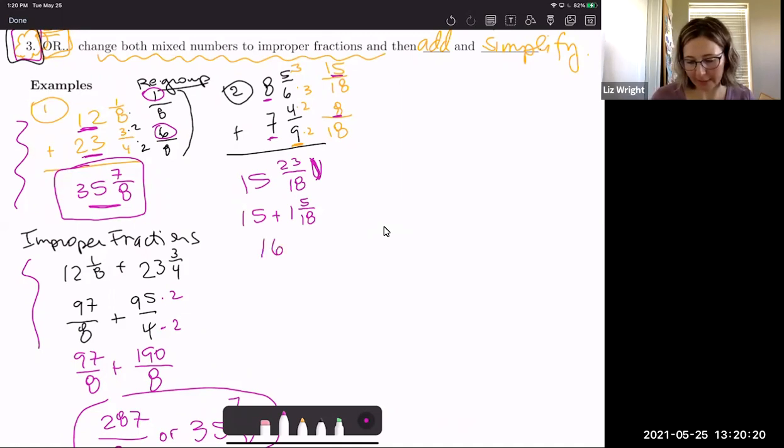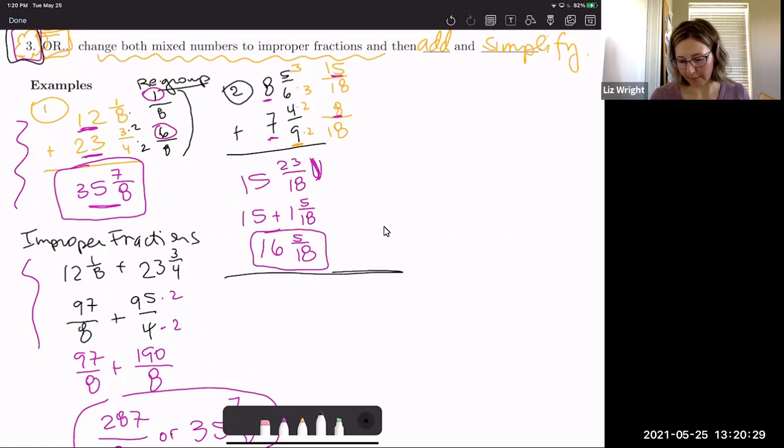And that's going to give us 16 5/18 as our final answer. Or here's the other way. Just deal with the improper fractions portion. So I'm going to go back up to what I had right here. I had 8 15/18. So I'm just going to write that, 8 15/18. And I am adding 7 8/18.